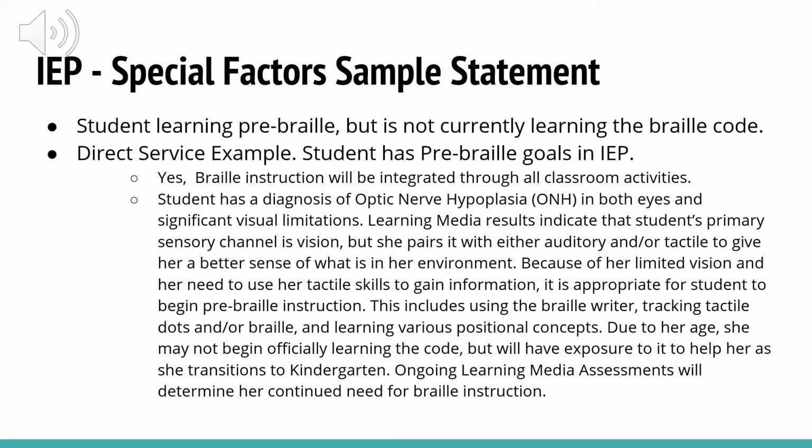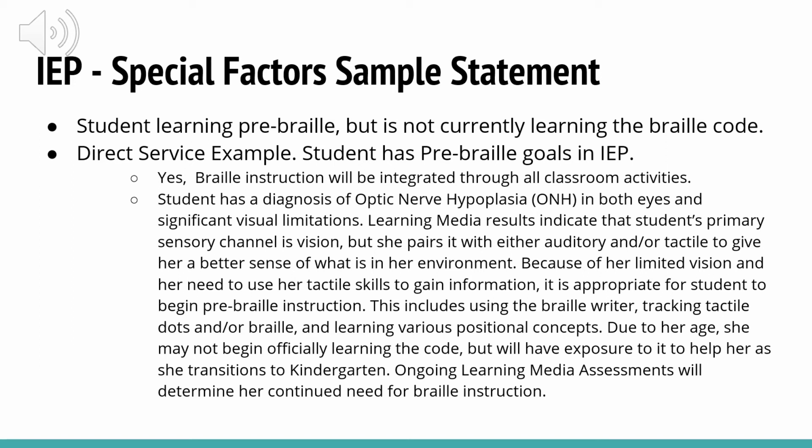Sample statement for a student who is learning pre-Braille but not currently learning the Braille code. If the student has pre-Braille goals in the IEP, then Braille instruction will be integrated through all classroom activities. The student has a diagnosis of optic nerve hypoplasia, or ONH, in both eyes and significant visual limitations. Learning media results indicate that the student's primary sensory channel is vision, but she pairs it with either auditory and/or tactile to give a better sense of what is in her environment.